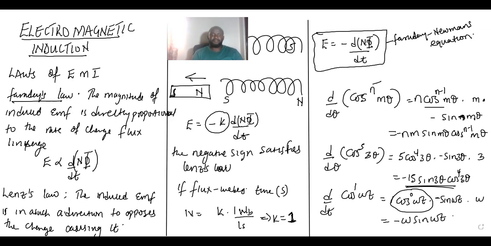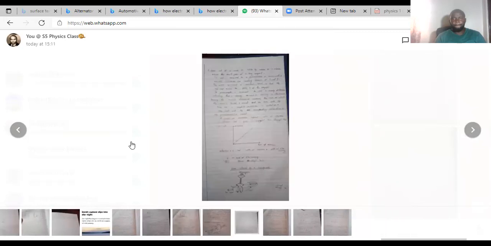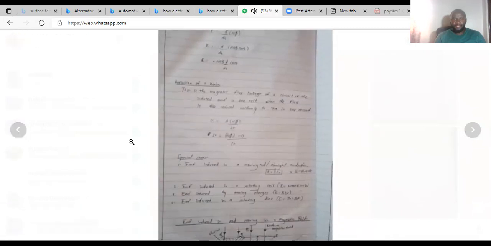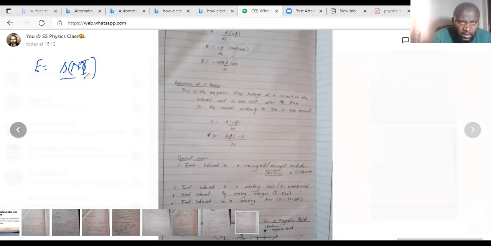So if you go back to our work, now if you want the definition of a Weber, you consider EMF induced to be 1 volt in 1 second, and then you can make N phi the subject, because N phi is the magnetic flux linkage, whose SI unit is the Weber. So if I want to get a Weber, I do this. You'll have EMF induced is equal to change in flux linkage over change in time. If I have the change in time as 1 and I have 1 volt induced, so 1 volt will be equal to total flux linkage out of 1 second.